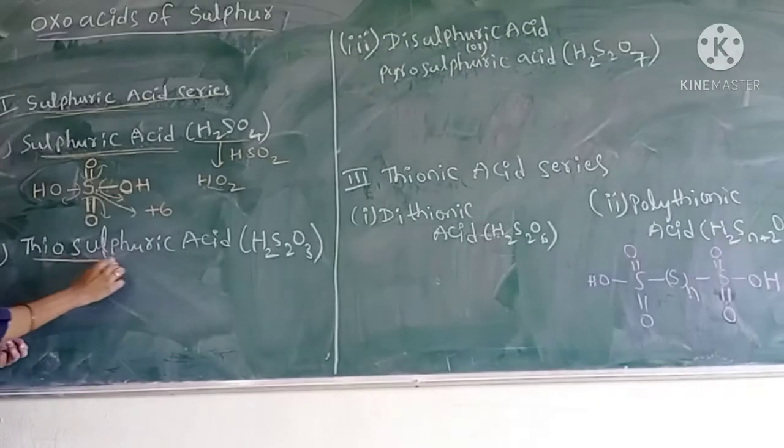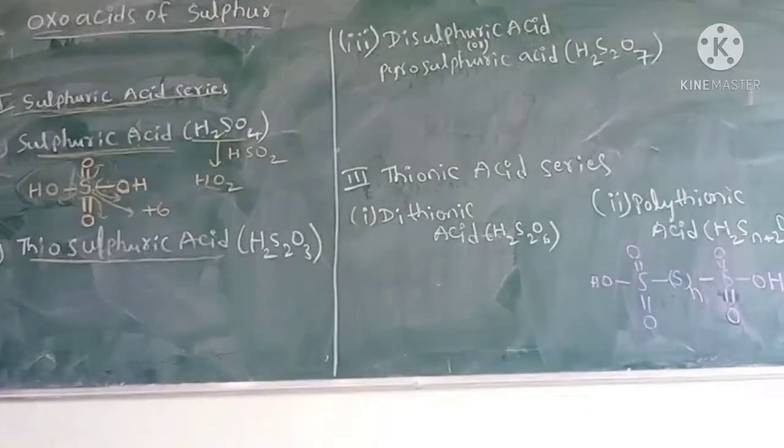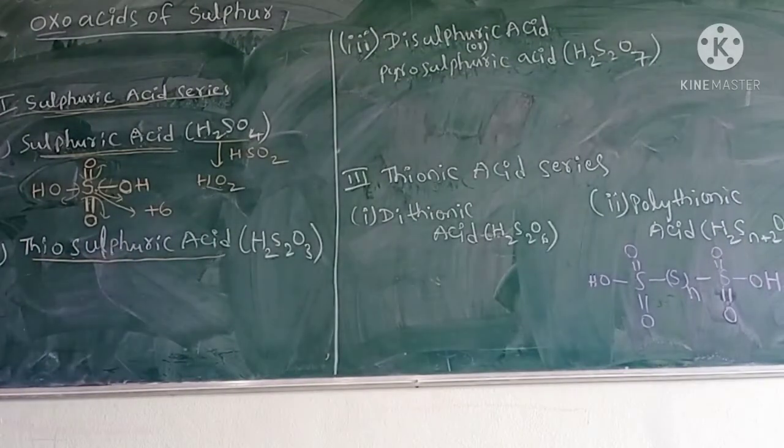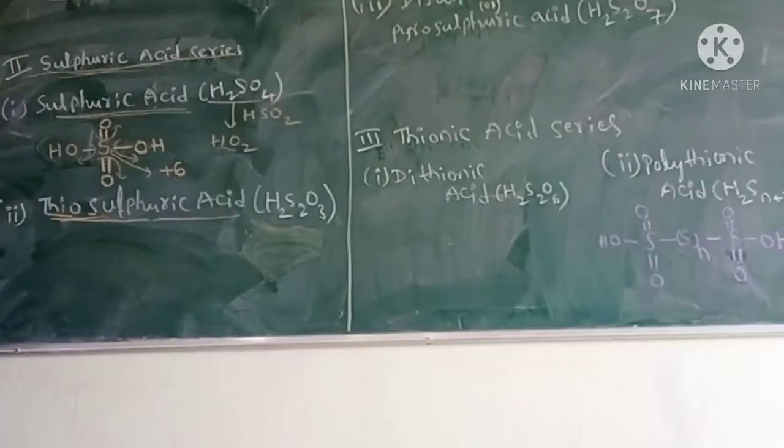And then thiosulfuric acid. In the same way, we replace one oxygen with sulfur. In the same way, thio means sulfur. So if you put one sulfur in place of one oxygen, you will get thiosulfuric acid.